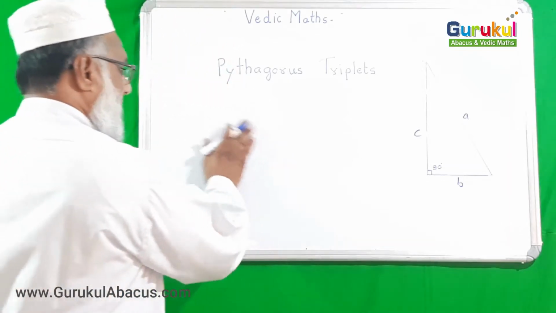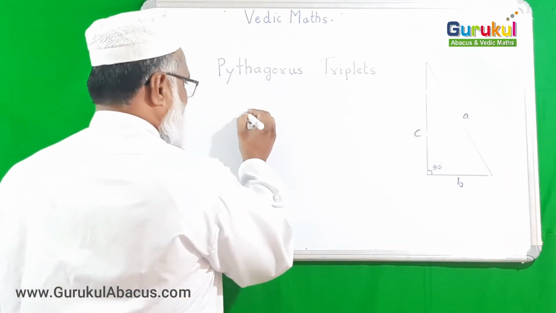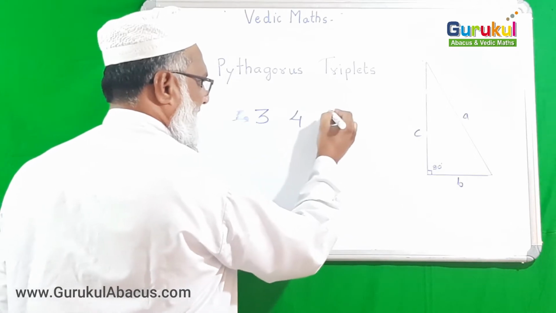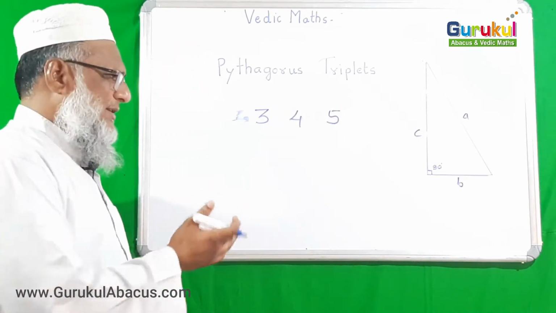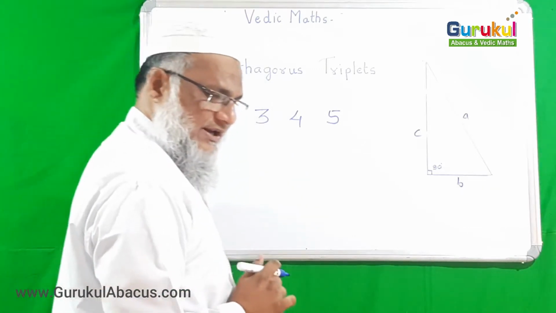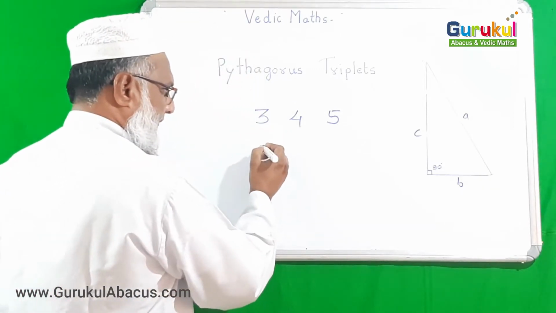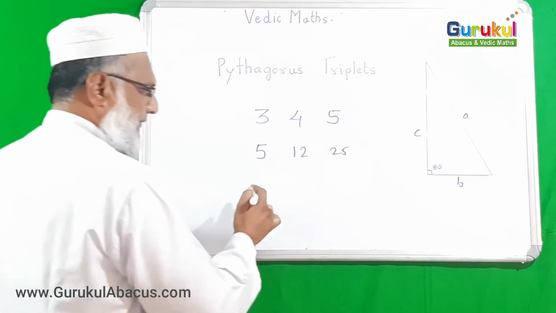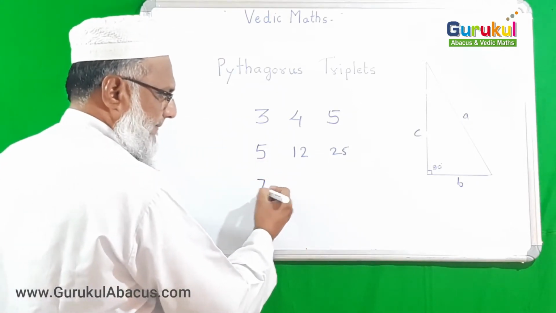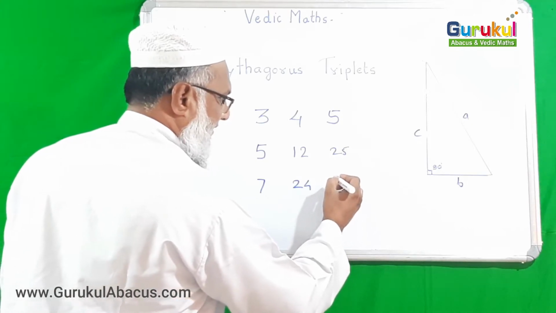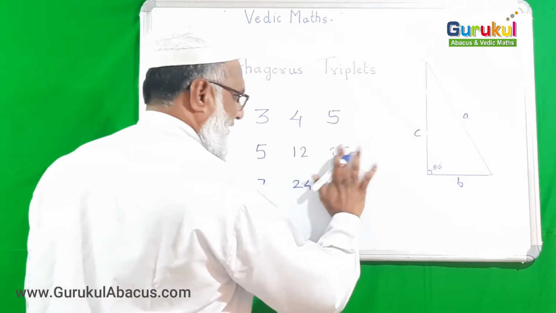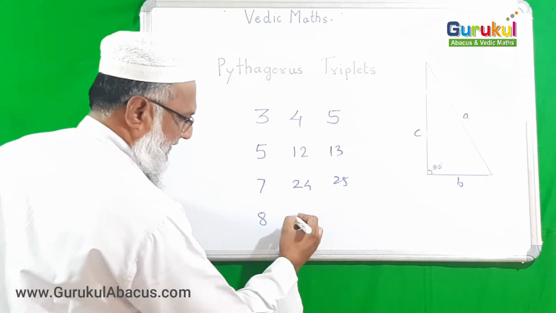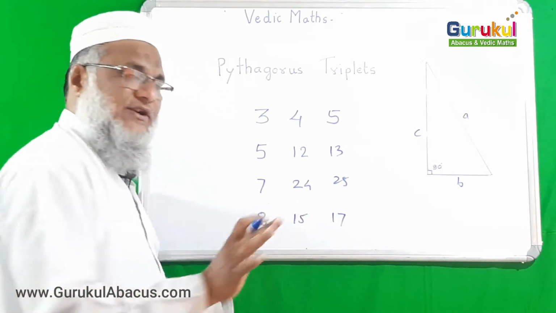The first triplet, which is very easy to keep in mind, is 3, 4 and 5. Then comes the next odd number after 3, which is 5: 5, 12 and 13. Next, the next odd number is 7: 7, 24 and 25. Sorry, a little correction: it is 5, 12, 13. And the fourth triplet is 8, 15 and 17. That's it. Only 4 triplets.